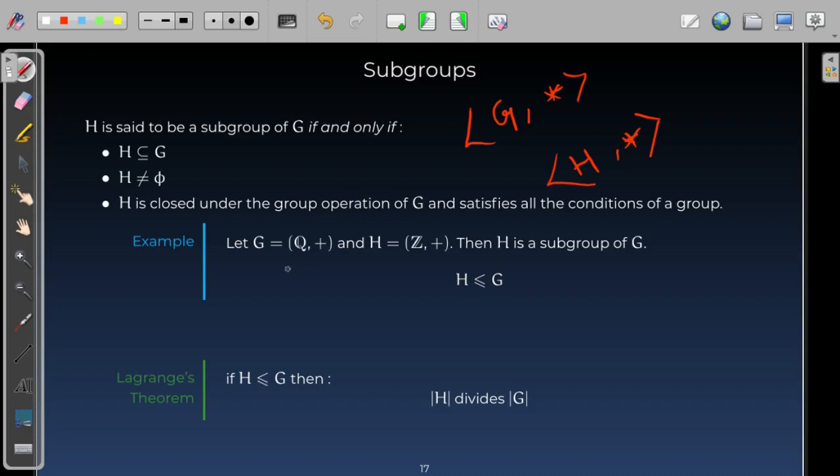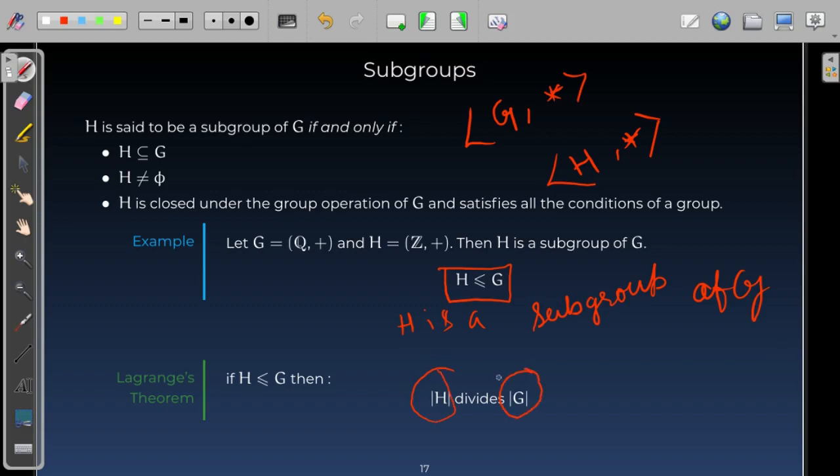This less than or equal to sign, we interpret it like this: H is a subgroup of group G. And there is a theorem with respect to subgroups that if H is a subgroup of G, then the number of elements in the underlying set H must divide the number of elements in the underlying set G.